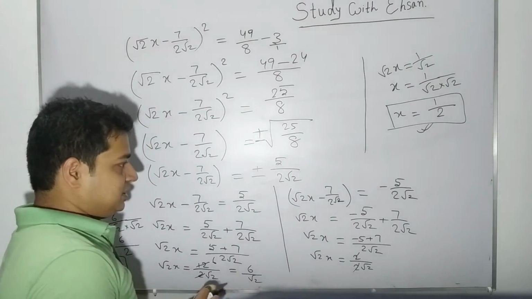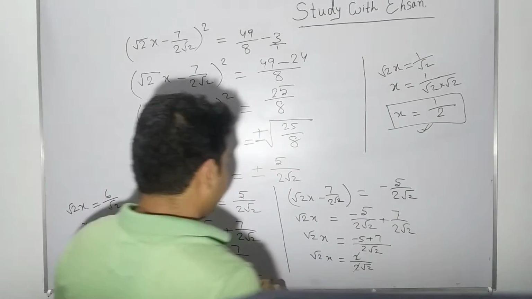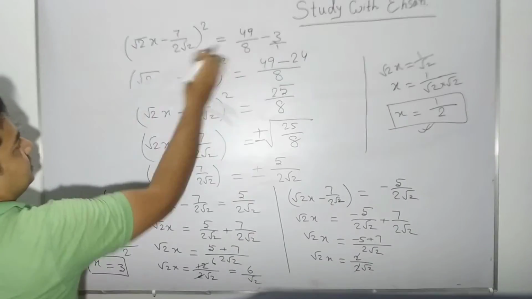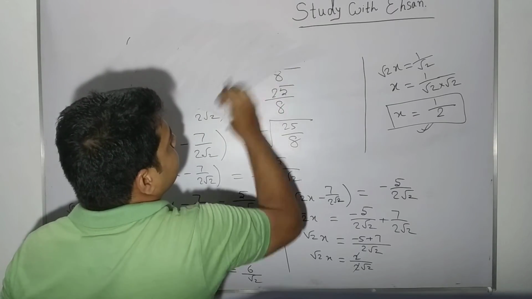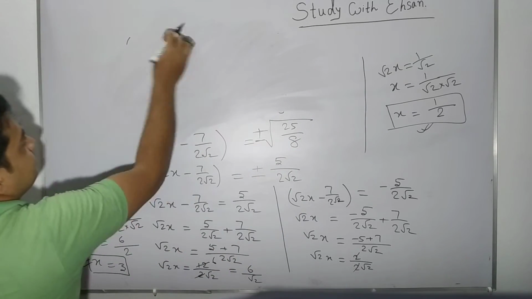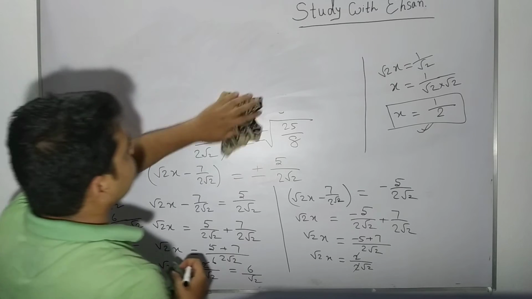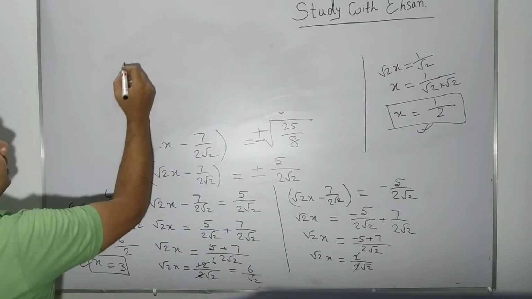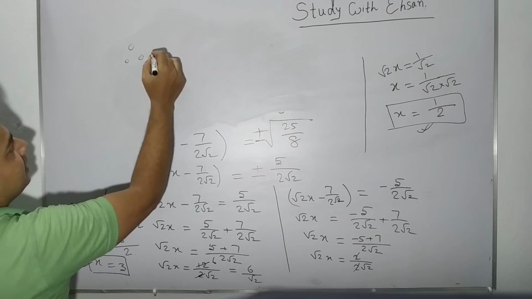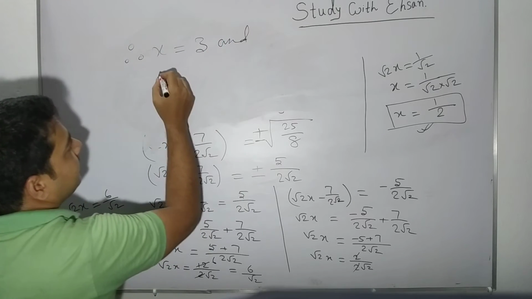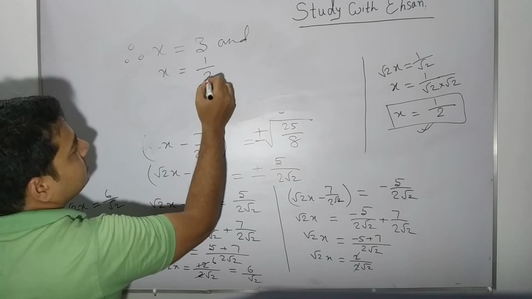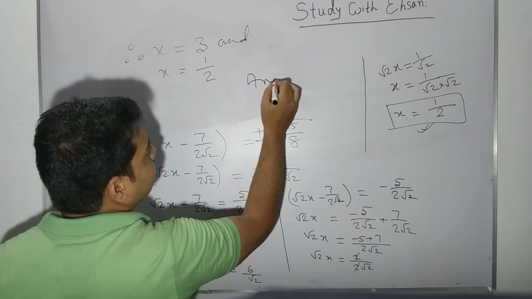Now the equation has been solved, and the two values are here. And finally we can write, therefore x equal to 3 and x equal to 1 upon 2. This is our answer.